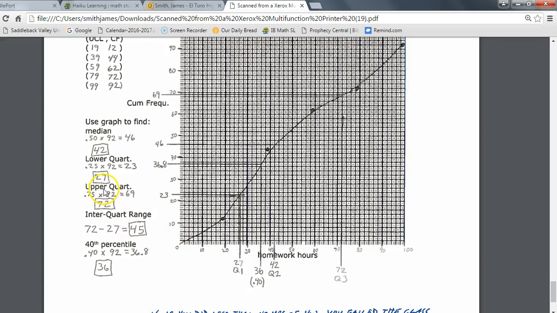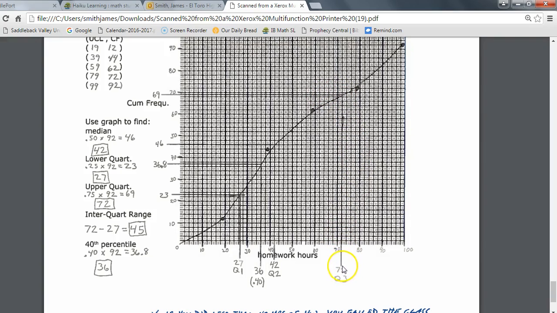Same thing with the upper quartile. The upper quartile represents the 75% mark within the data. So again, we're going to take 75% of 92, and we're going to see that as the 69th term. We need to figure out the value of the 69th term. So again, if you go up your chart and find the 69th term, trace that over and down, see where it hits your graph.